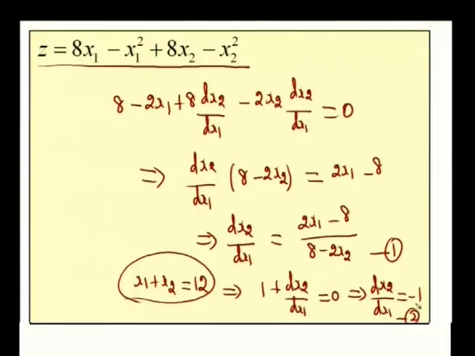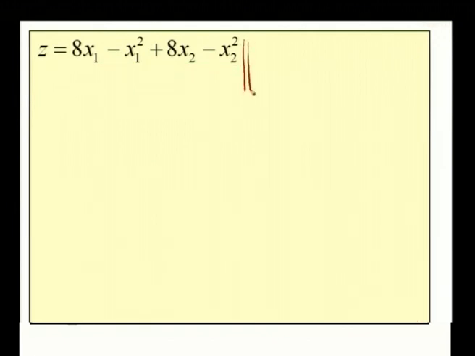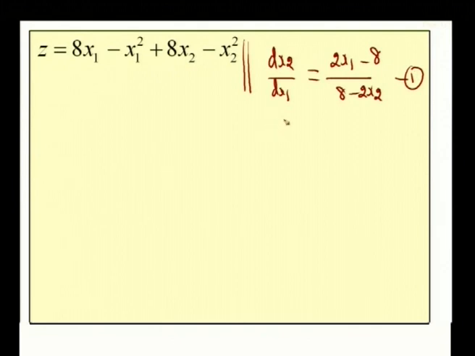Welcome back. Before the break, we discussed how to solve a given nonlinear programming problem using the graphical method. Now, in this problem, by making use of equation 2 in 1, we have the following. The gradient of the tangent to the circle, dx2 by dx1, is equal to (2x1 minus 8) by (8 minus 2x2). We name this equation 1. The gradient of the straight line x1 plus x2 equal to 12 is dx2 by dx1 equal to minus 1.